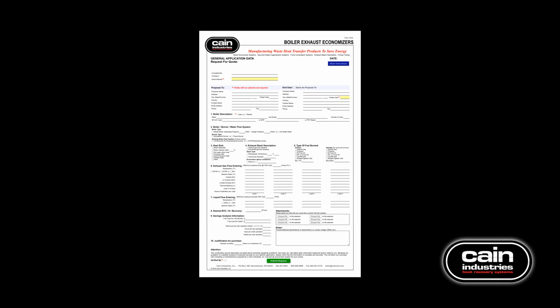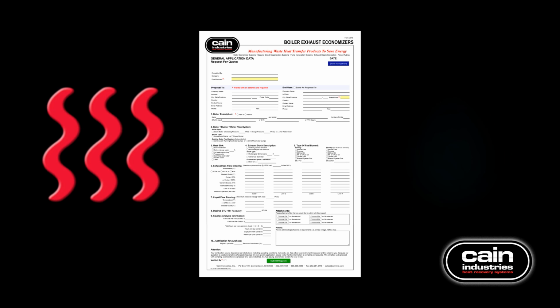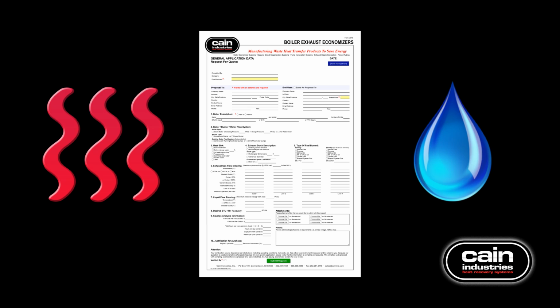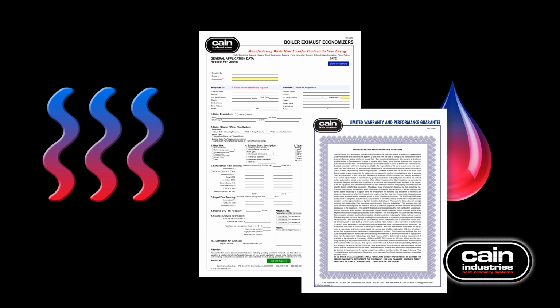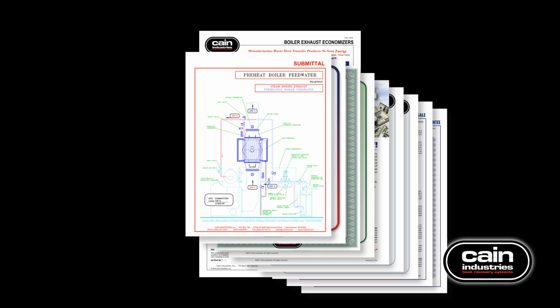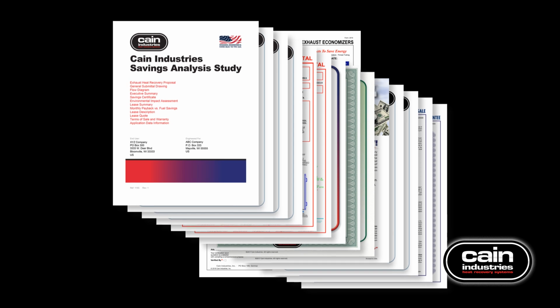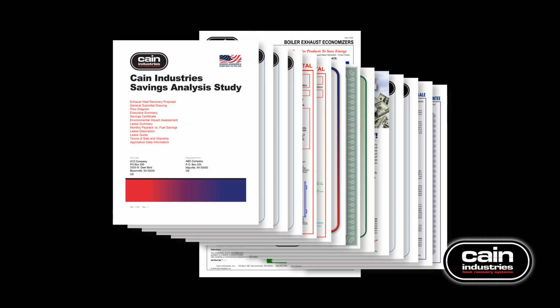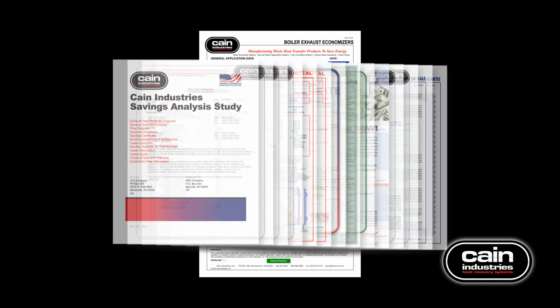Our ultimate goal is to clearly define the combustion source and what we'll be doing with the recovered heat. Providing detailed boiler system information will help guide economizer model selection and result in a more accurate savings analysis study, also known as the SAS proposal. This will play a significant role in the success of selling the project.